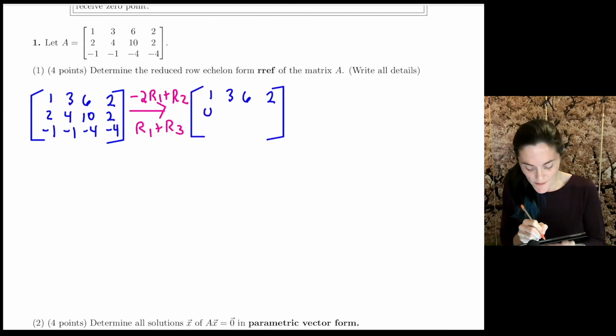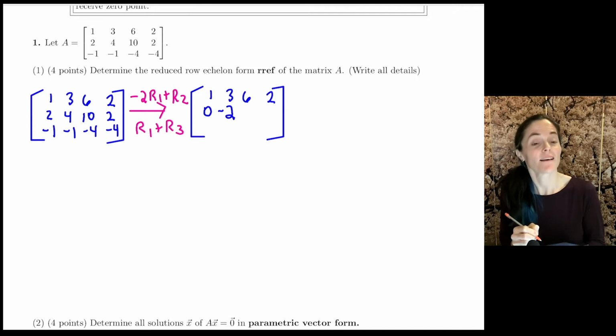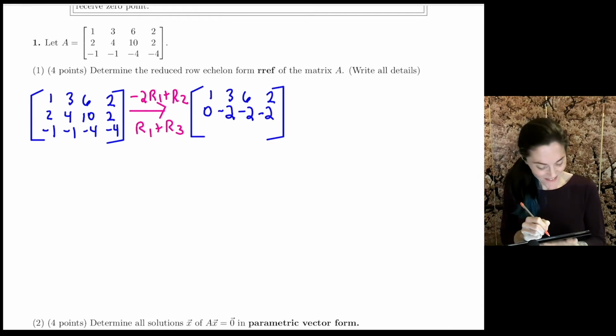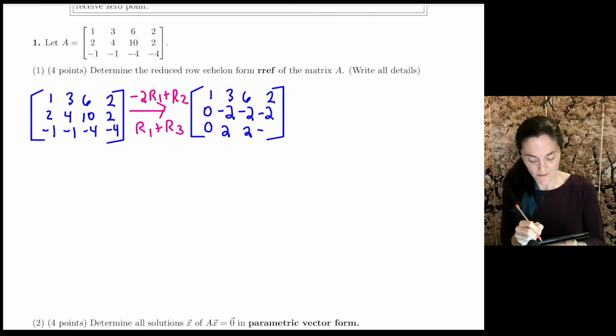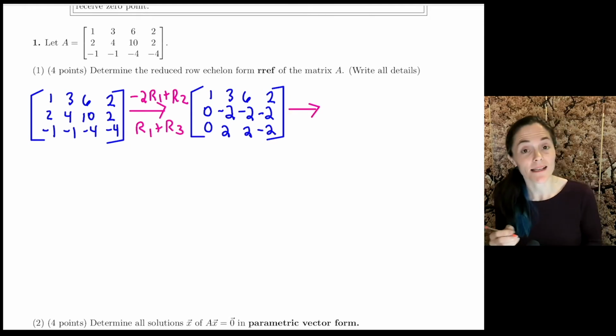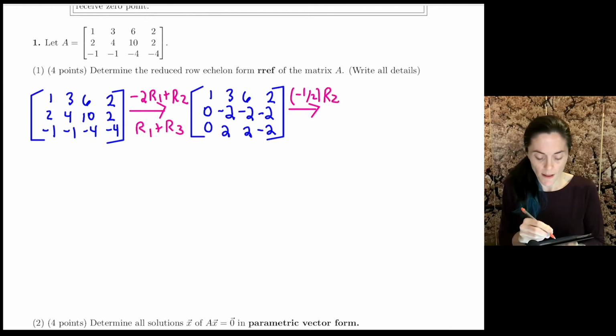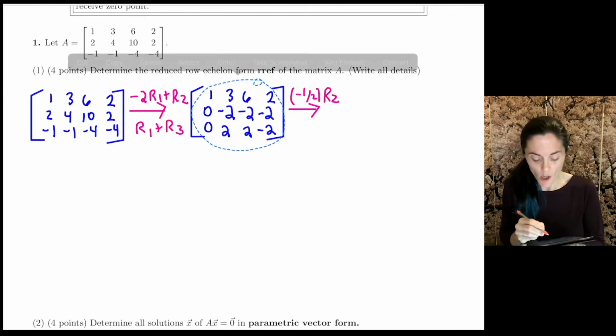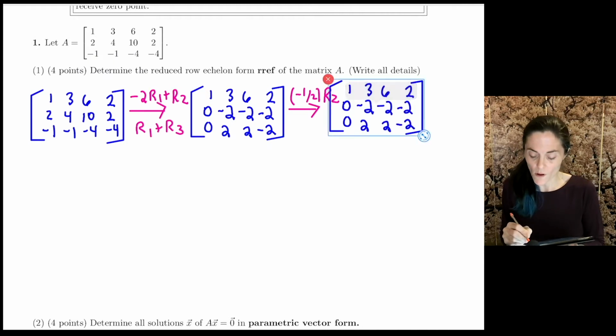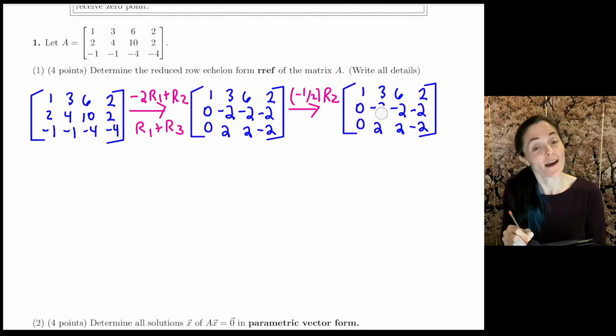In the second row, I have 0, I have 4 minus 6, I have 10 minus 12, and then I have 2 minus 4. And in the last row, well, I'm just adding row 1 to row 3. So I have 0, 2, 2, and -2. At this point, I already see where my next leading 1 will be. It's going to be in the 2, 2 position. So let's take -1/2 times row 2, and everything else I will just keep the same. Row 2 will become a row of all 1s, and then I will be ready for my next step.